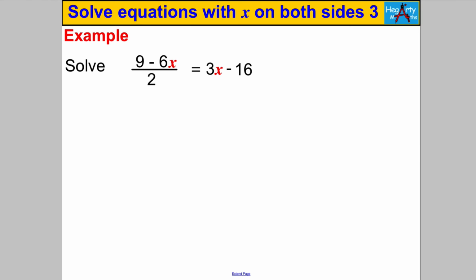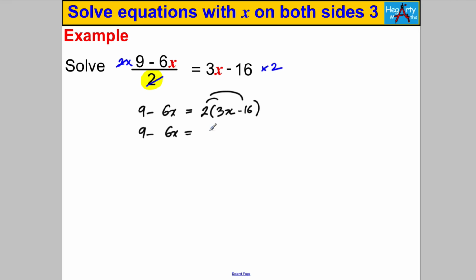Okay, I don't like this divide by 2, so I'm going to multiply both sides by 2. Okay, that will cancel that 2 there, and I'm left with simply 9 subtract 6x is equal to 2, and I'm going to multiply this whole expression, so I'm going to put a brackets around 3x take away 16. Let's, as our next line, multiply out the brackets. 9 subtract 6x is equal to 6x take away 32.